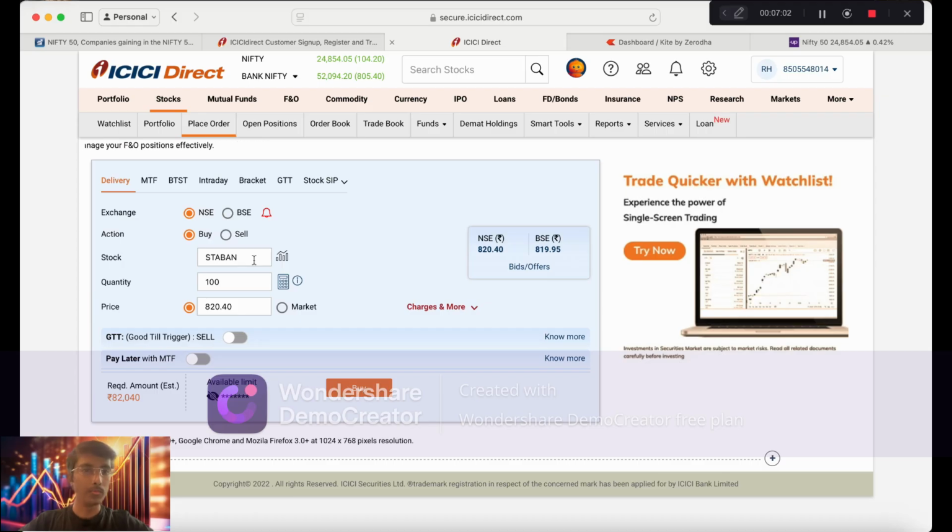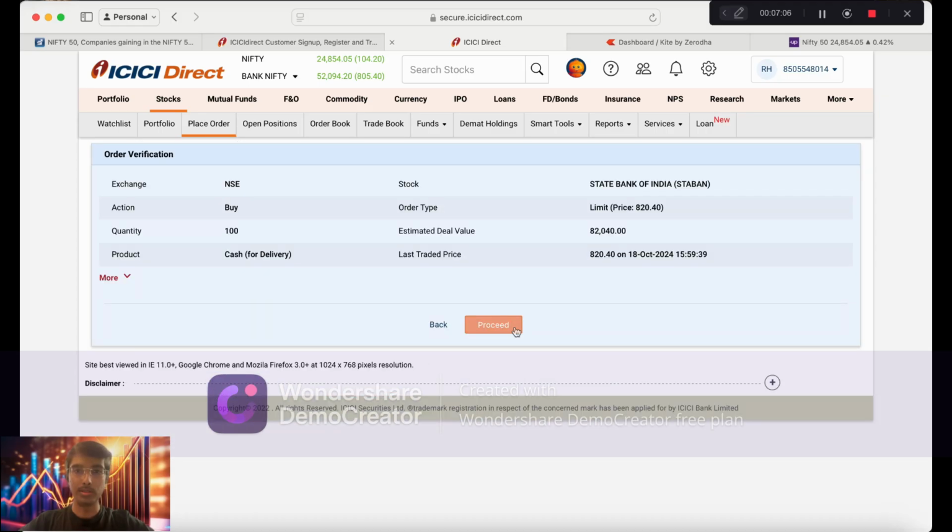How? Just click on buy, then proceed. It will go to the exchange to buy. If you buy today, there is no exchange today since it's a Sunday. So if you give the order today, tomorrow morning at 9:15, 100 stocks at 820.40 rupees will be bought in your account.